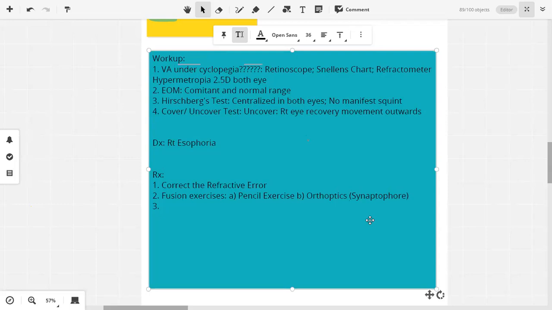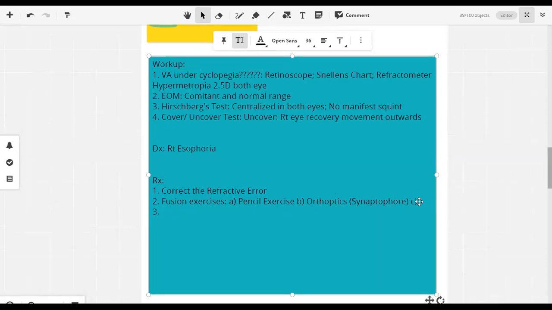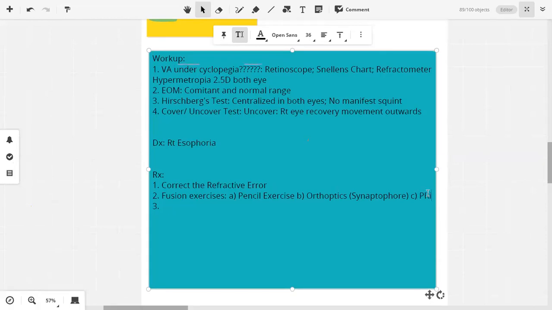I'll read up on it. So we have found two methods. The first is pencil exercises. The second is orthoptics. There's still a third method by which we can train fusion. And what is that? It was discussed in the video, if you remember. Prisms, that is good. We will use prisms to train binocular vision. How will we use prisms to train binocular vision? That is my follow-up question.